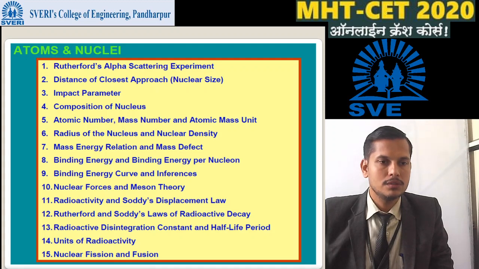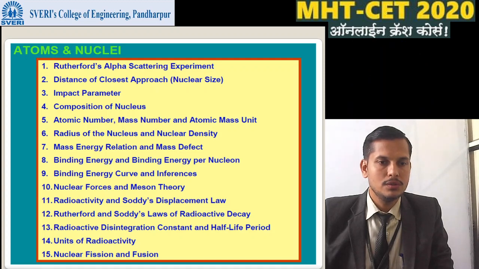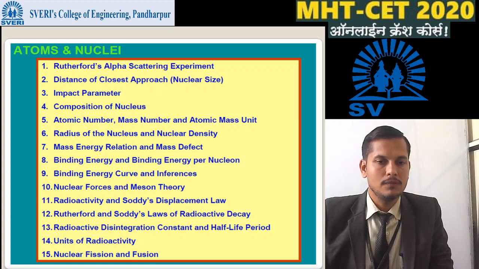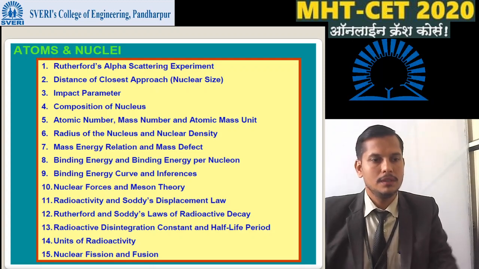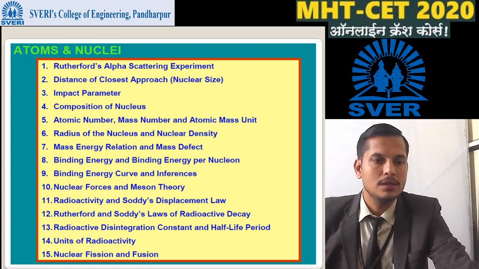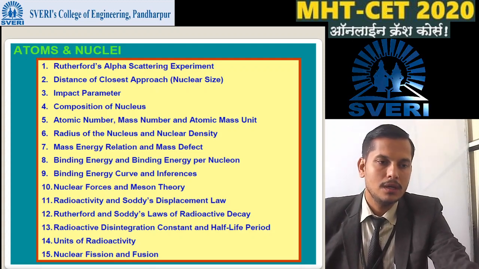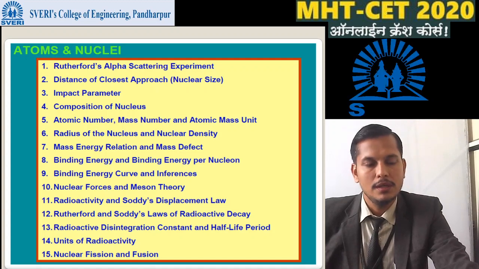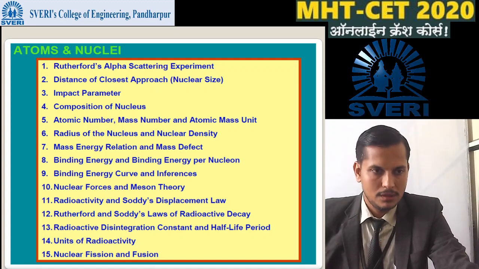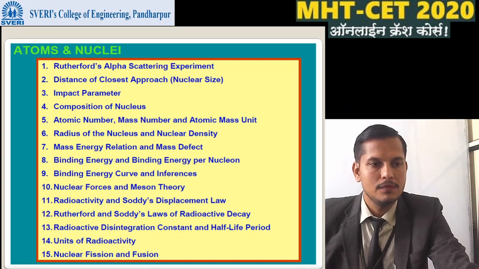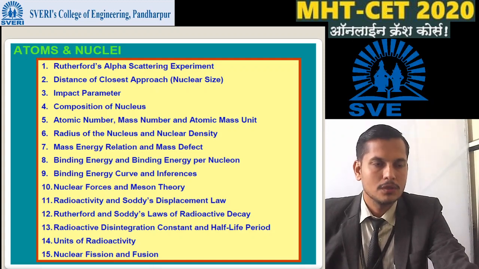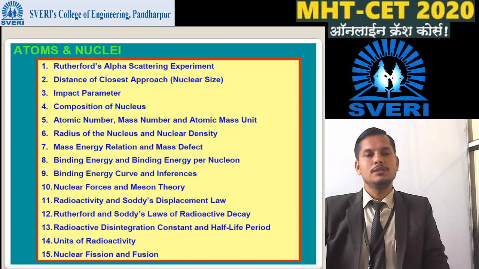then nuclear forces, radioactivity, then Rutherford and Soddy's laws of radioactive decay, radioactive disintegration constant, and what is meant by half-life period, units of radioactivity, then nuclear fission and nuclear fusion, and last but not the least, what is meant by de Broglie wavelength and the Davisson-Germer experiment. So let us start discussing these points one by one.